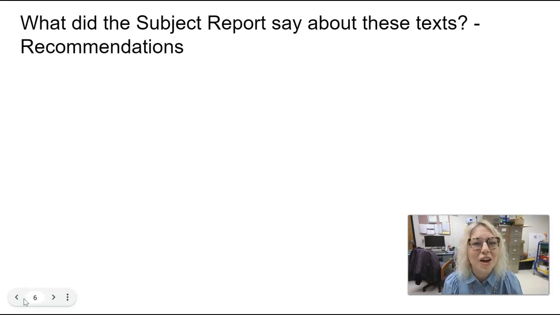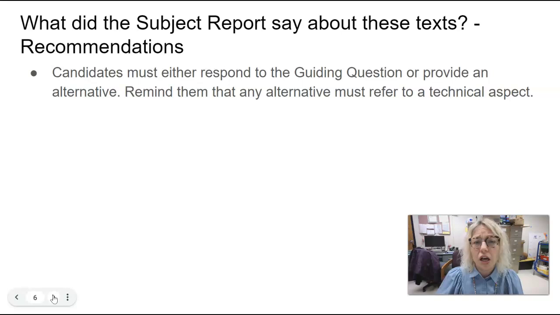So just keep in mind this comes from IB, and it's geared towards teachers, not towards you, so it might feel a little mean and nasty and very British. So here is what the examiners said in the subject report about the 2021 exam. First of all, they said candidates must either respond to the guiding question or provide an alternative. Remind them that any alternative must refer to a technical aspect. So I would suggest from this guidance that you answer the guiding question instead of trying to make up your own. It's not going to be effective. Use the guiding question that they came up with and stay focused on it.